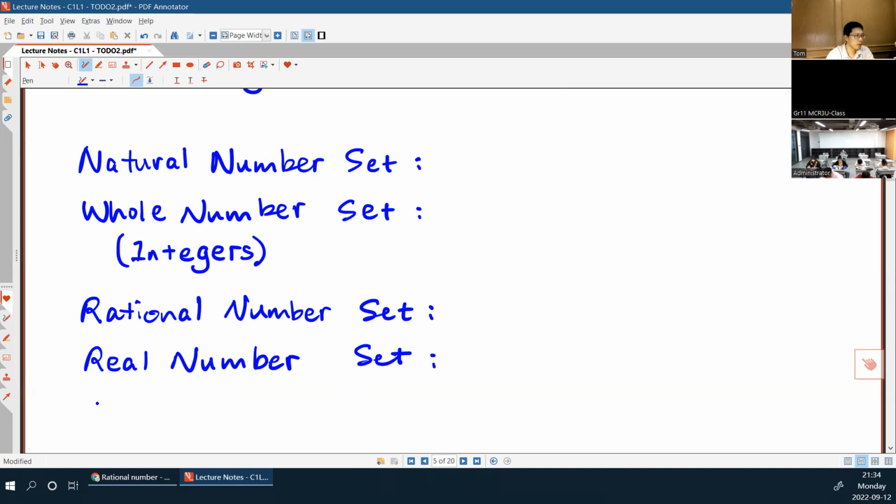Then the largest set is called the complex number set. Okay, so are you familiar with the differences between each type of number? Tell me that. Do you know what natural numbers are? What are whole numbers? What are rational numbers? Real numbers or complex numbers? Do you already understand that? Okay, so which capital letter should we use to denote the real number set?